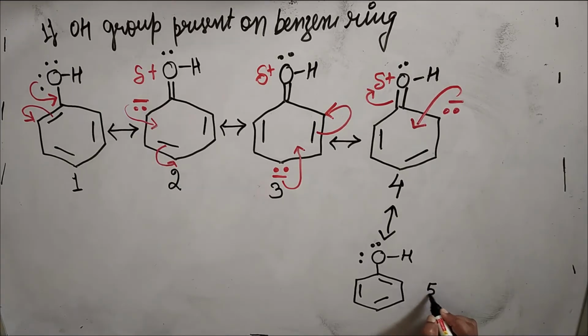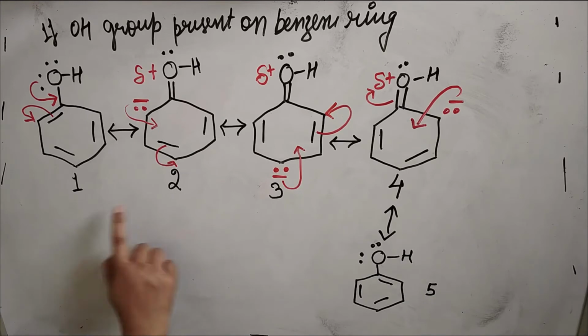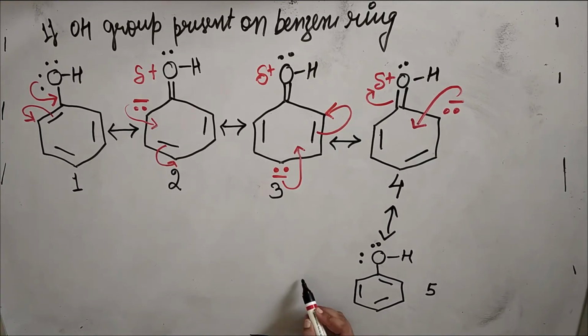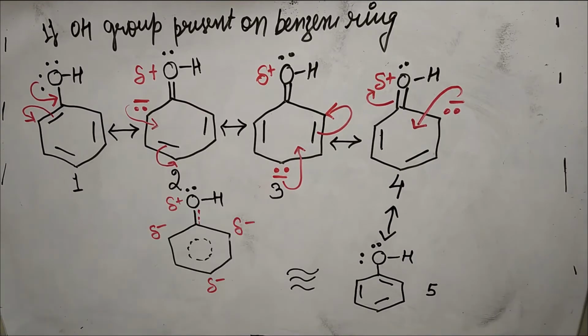So this is the fifth structure. You can see first, second, third, fourth and fifth, a total of 5 resonating structures are formed in the case of phenol. Now if we make a resonance hybrid, meaning the intermediate structure of all these 5 structures, the resonating structure will be like this.